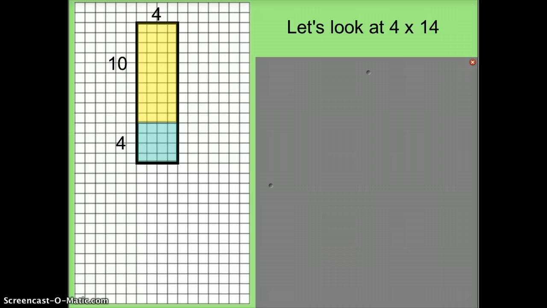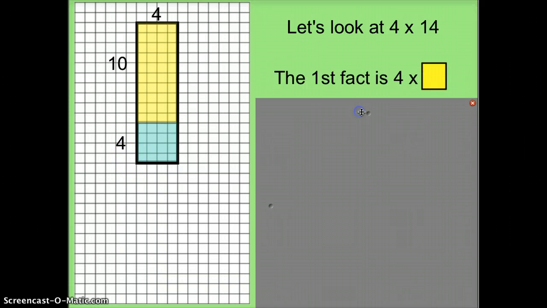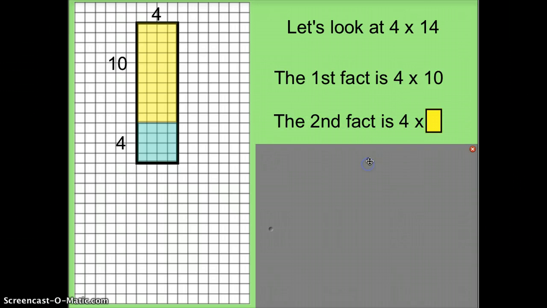This problem is 4 times 14. Here's the 4, and this 10 and 4 is the expanded notation version of 14. So the first fact is 4 times blank, and I think over here I can see it's 4 times 10. So let's check. Yep, 4 times 10. The second fact is 4 times blank. So I think the second fact down here is going to be 4 times the other factor, which is 4.